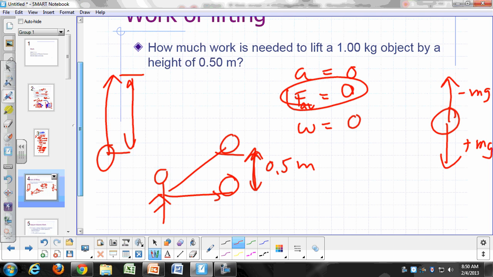On average, you must be exerting a force of negative mg. If we're taking the positive direction as downward, it doesn't really matter which direction you take. So let's say the downward direction is positive, so the upward direction is negative. So the force you're exerting is negative, right? Negative mg. So as far as you're concerned, how much work did you do?